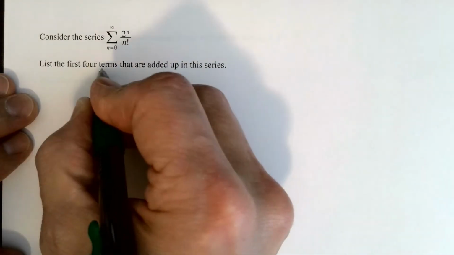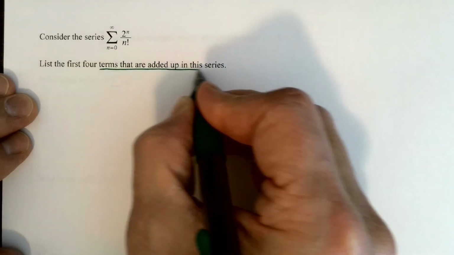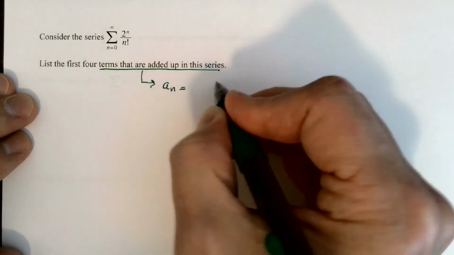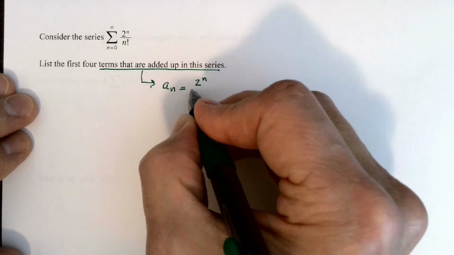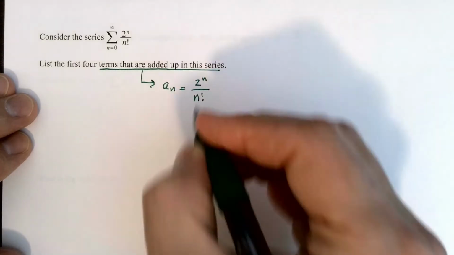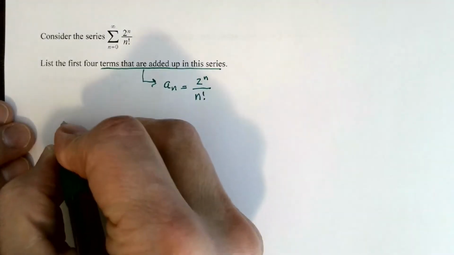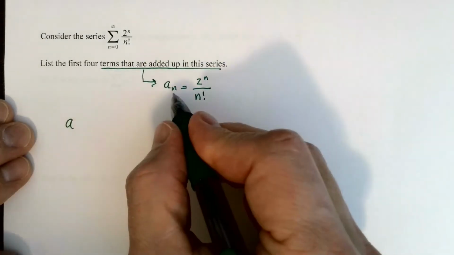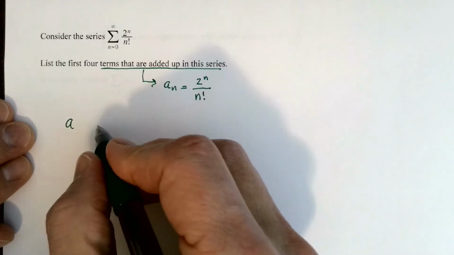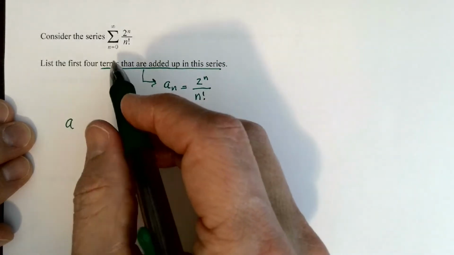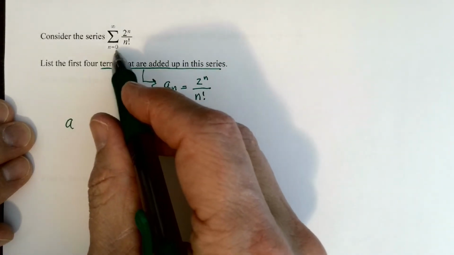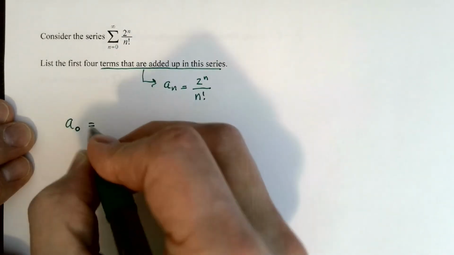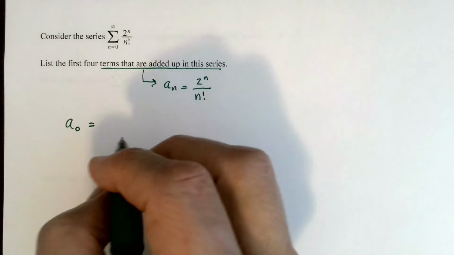The terms that are added up in the series, we usually call those the a sub n's, right? And that is 2 to the n over n factorial. Okay, so what is the first term in the sequence? Well, notice where we start in the sequence. Do we start at 1 or do we start at 0? Well, we might have to go to the series in this case. It says starting at n equals 0, so we do want to start this at 0. That's technically the first term in the sequence.